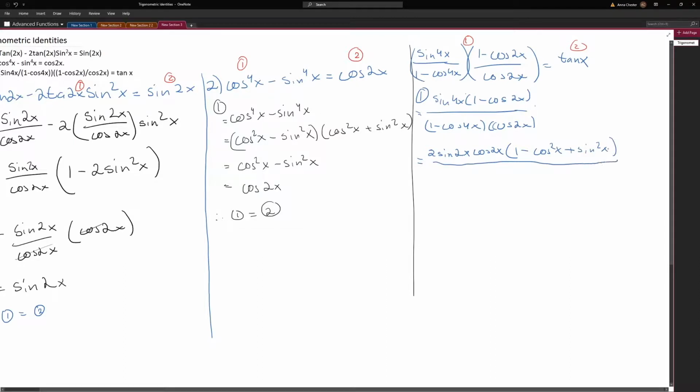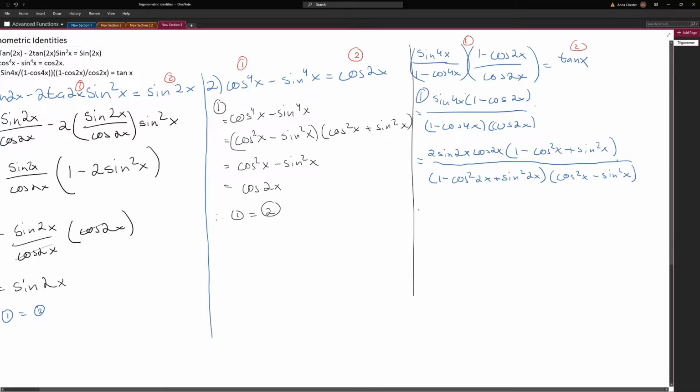Now let's do the same thing for the denominator. So 1 minus cos 4x is the same as, again, applying the double angle formula for 2x, so that's cos squared of 2x plus sine squared of 2x. And then over here we get cos of 2x squared is the same as cos squared x minus sine squared of x.